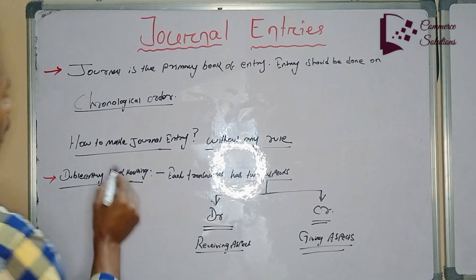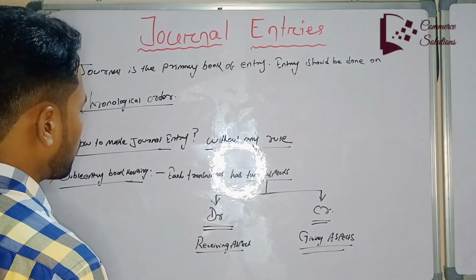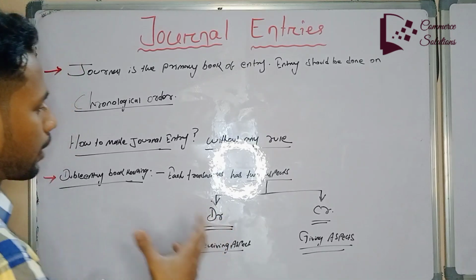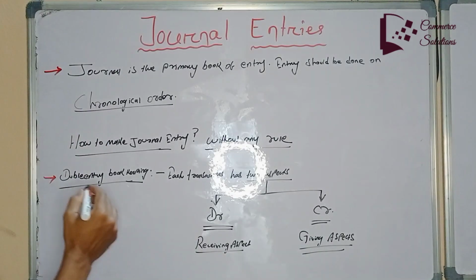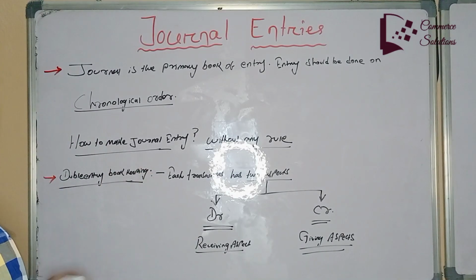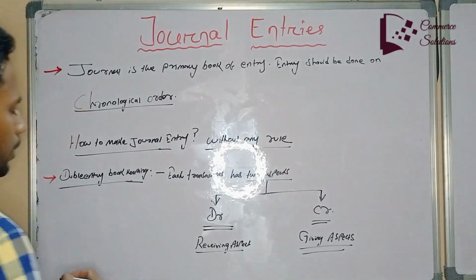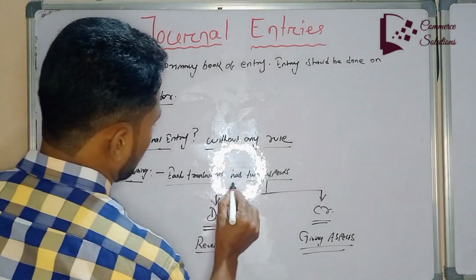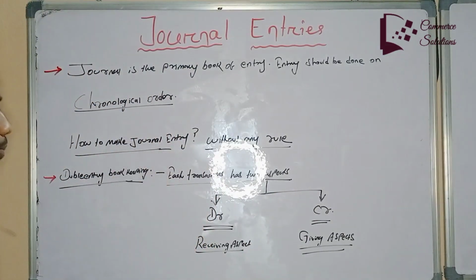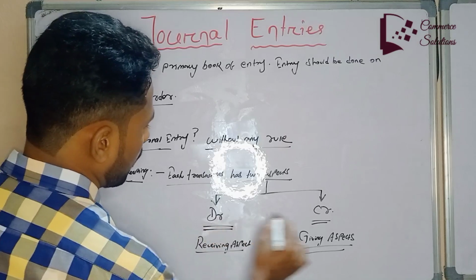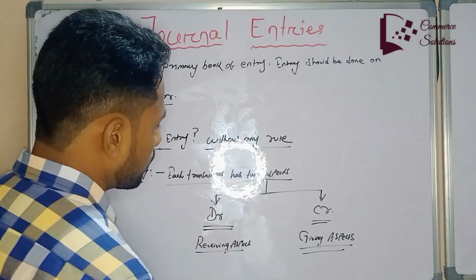So how do we make a journal entry without any rules? This is the first attempt. We are going to check whether we can make a journal entry without any rules. Just remember the definition of double entry bookkeeping. Double entry bookkeeping says that each transaction has two aspects. One is debit, another is credit. If one is debit, the other aspect is credit.